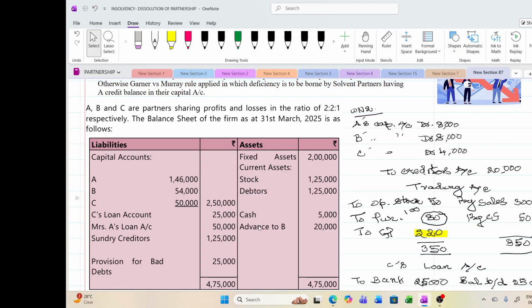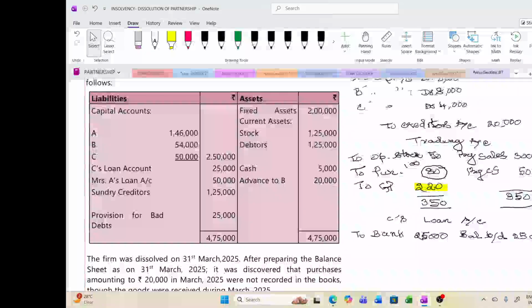Suppose if it is a loan to B, then we can transfer it to his capital account, because we have to receive money from B also. Here there is no need. We have to keep it a separate account and make the payment from there. Okay. So I have opened C's loan account.